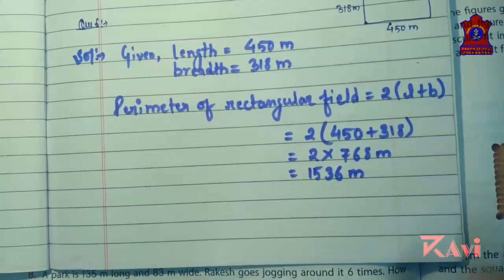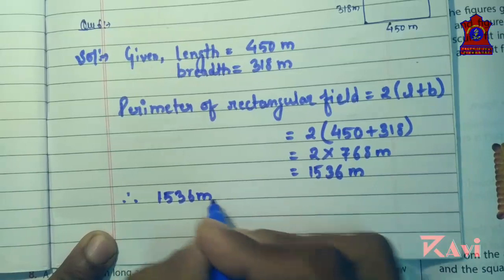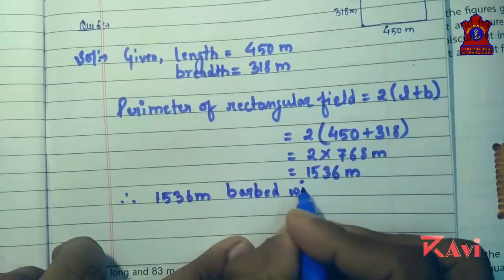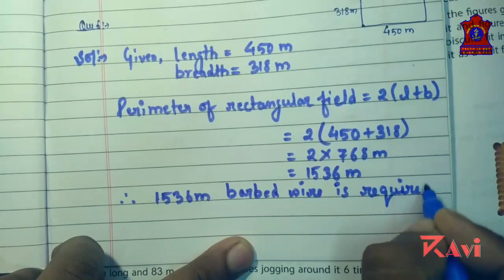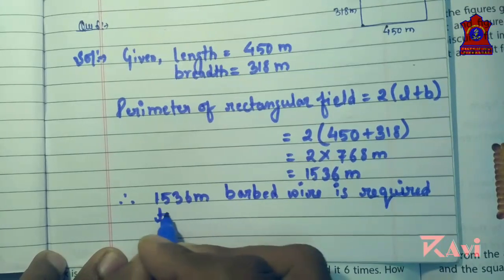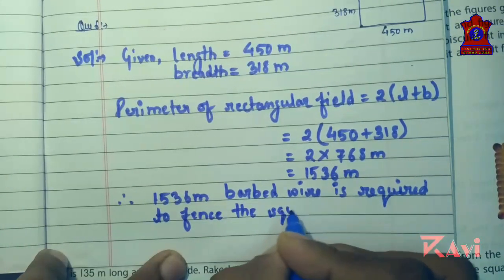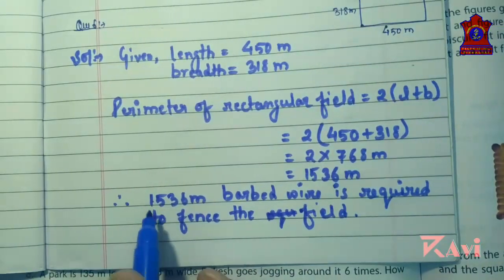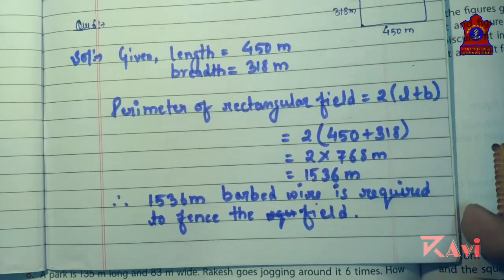Therefore, in the answer sentence you will write, therefore 1536 meter barbed wire is required to fence the square, sorry, directly we can write the field. 1536 meter barbed wire is required to fence the rectangular field, or you can write fence the field. Okay, so you have to write your answer in this manner.